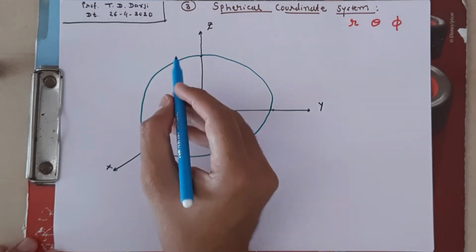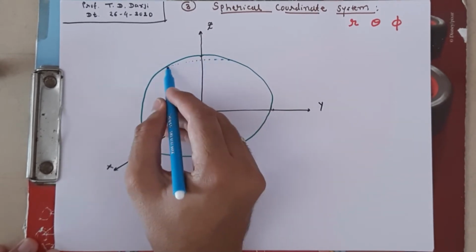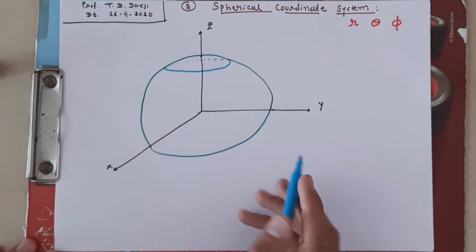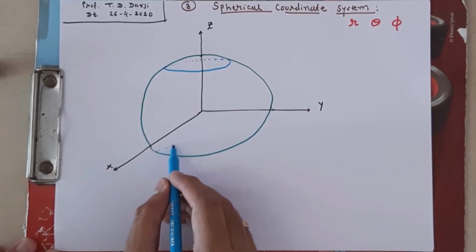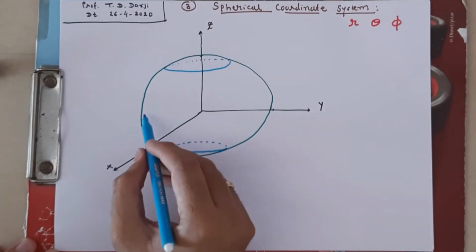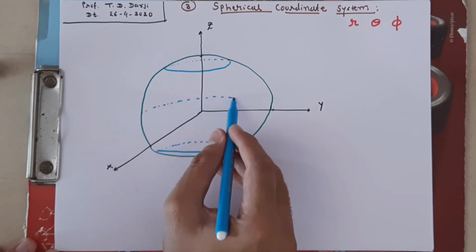Okay, suppose I have to cut my sphere from this side. I have to take one knife and cut the sphere from this side, from the top side. I have to cut it from the bottom side also. Now I have to cut it from the center side.